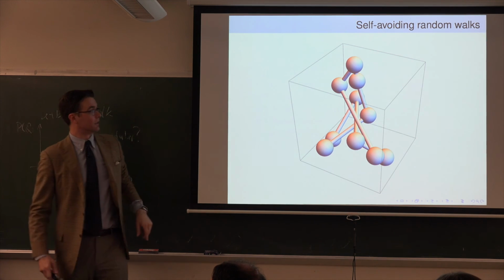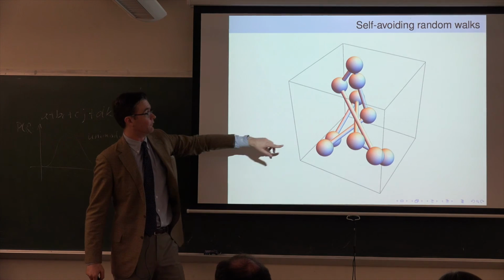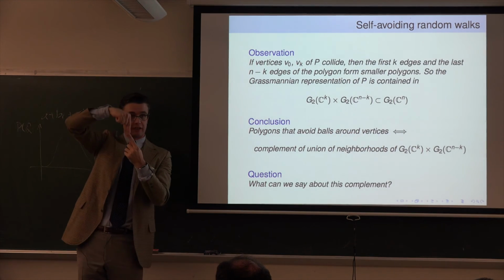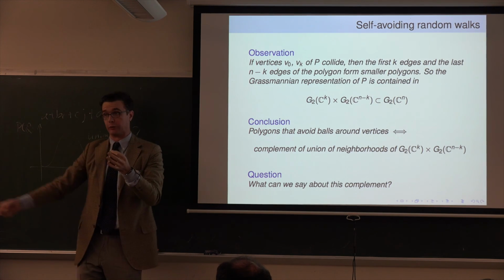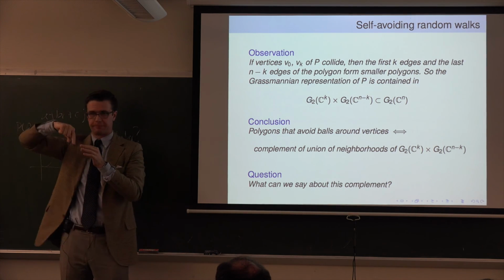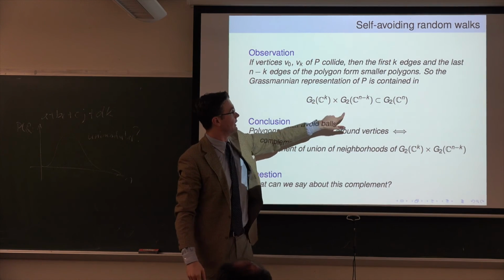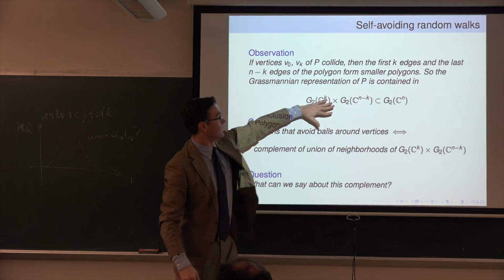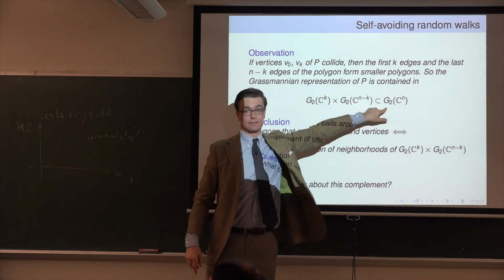Okay, so I'm pretty much out of time. So let me just say that where the vertices actually collide, if you think about it, you go out and then you have a vertex-vertex collision. That means you have a sub-polygon inside of your bigger polygon. You went out and you came back, and then you go out again, and then you come back again. Well, of course, if you have a k-step polygon, that's G2Ck, and then, of course, you have to go out and come back again, so you have an n minus k step one. So the ones where vertices collide look like a product of littler Grassmannians inside of your bigger Grassmannian.